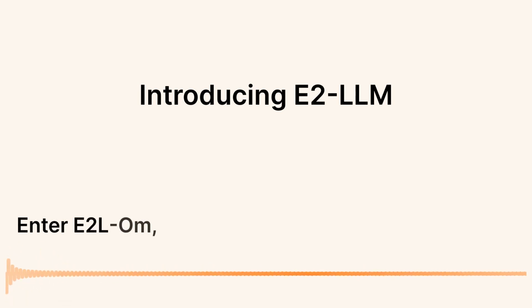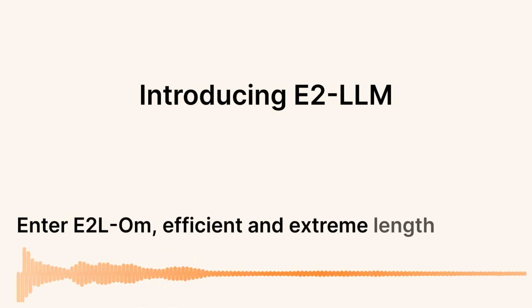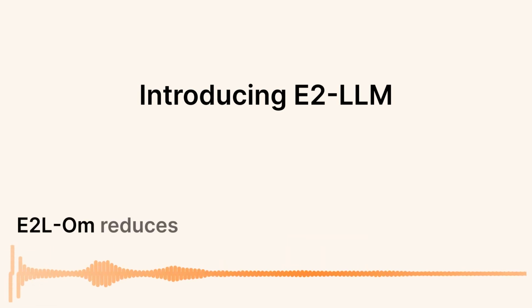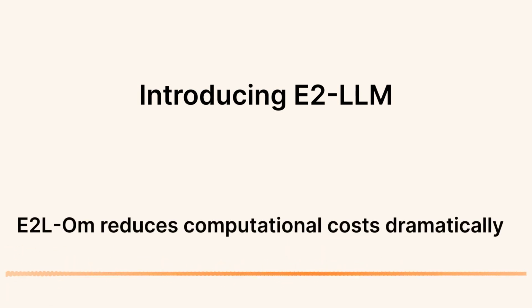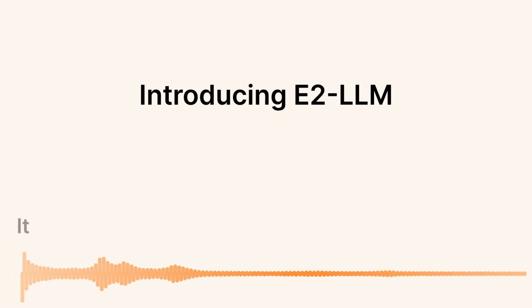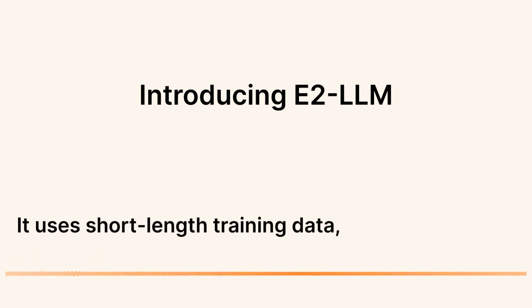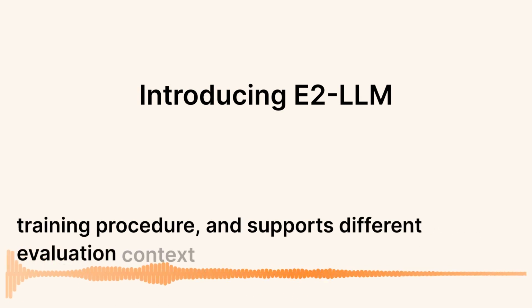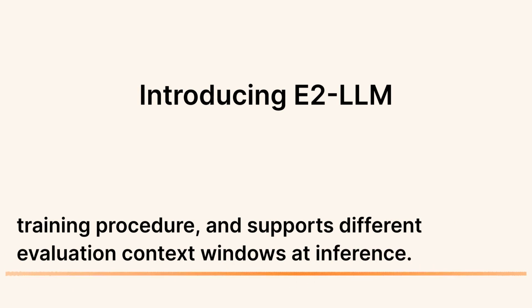Enter E2LLM, Efficient and Extreme Length Extension for Large Language Models. E2LLM reduces computational costs dramatically and negates the need for collecting long context data. It uses short-length training data, performs a single training procedure, and supports different evaluation context windows at inference.